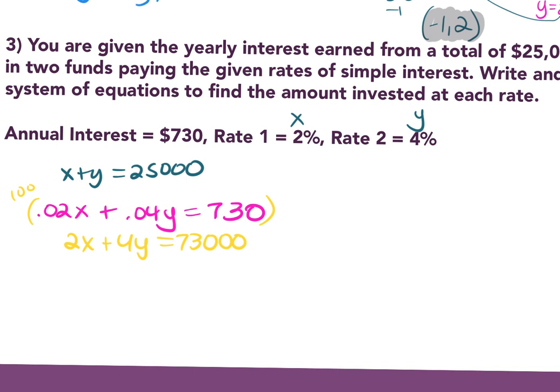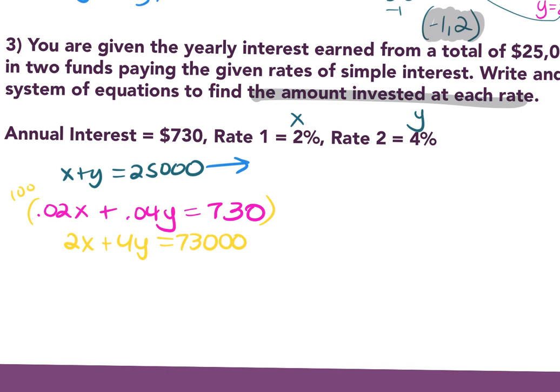And then I can take the top and I can solve for either. Now pay attention to directions, right? Because this one says find the amount invested at each rate. So at the end it's looking for both rates. But if it had said find the amount invested at 2%, or find the amount invested at 4%, now I don't need to solve for both. I only need to solve for one.